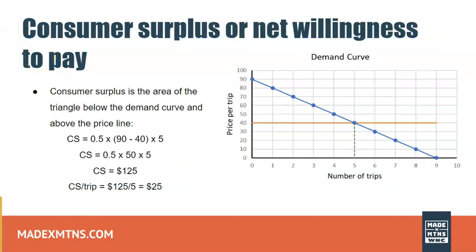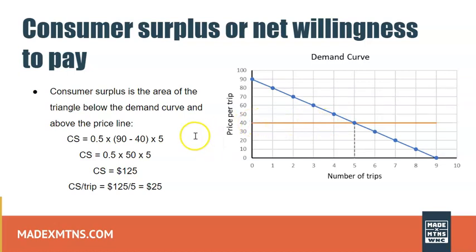And then consumer surplus, or net willingness to pay, can be estimated as the area of the triangle below the demand curve and above the price line up to the number of trips. So the triangle that goes from the vertical intercept of 90 to the point where quantity equals 5 and price equals 40, and then over to the left to the other vertical intercept of 40.